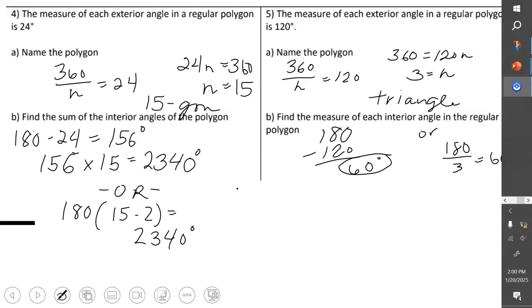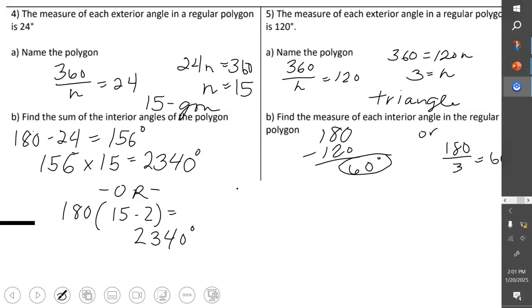And then there are 2 ways that we can find the sum of the interior angles of the polygon. One way, we could find the measure of one of the angles by knowing that it forms a linear pair with that 24-degree exterior angle. So one of the angles is 156 degrees. There are 15 of them, so 156 times 15 gives you 2,340. The other way you can find the sum of the interior angles of a 15-gon is you can do 180 times 13 to give you 2,340 degrees.